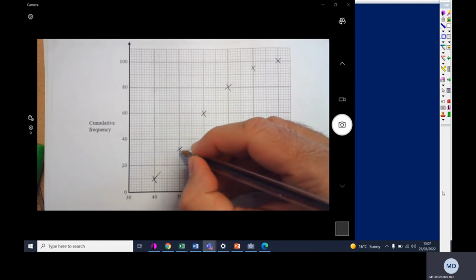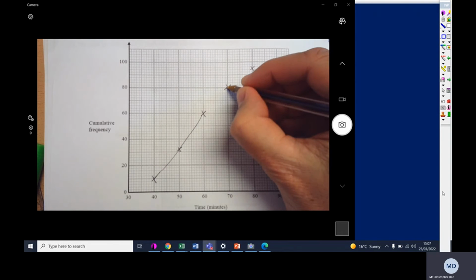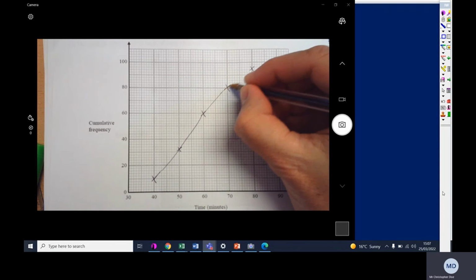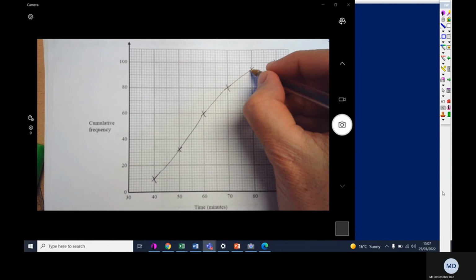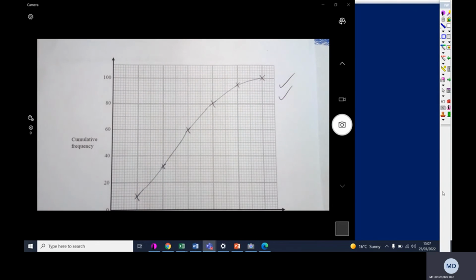Okay, so now we are just joining up these points carefully. You would do this in pencil. Try to make sure you, there we go. So there's a mark for the plot and a mark for joining up.